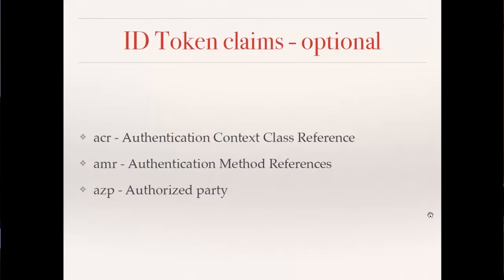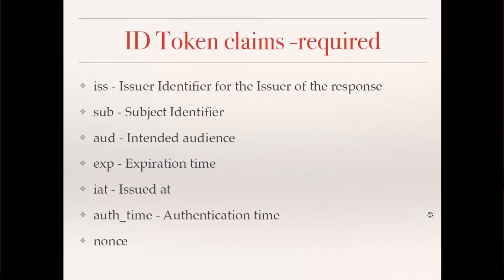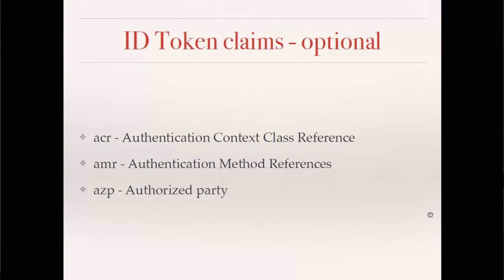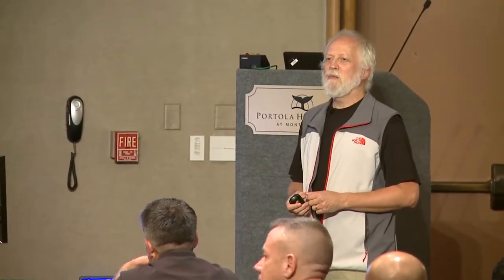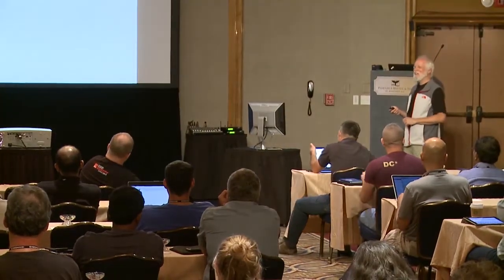One of the things that isn't specified is what happens if the intended audience is different from the authorized party. That is, the one that is presenting the ID token and the one that is supposed to have it. If those are different, how does the authorization server know which the audience is supposed to be? That's not specified, how that happens. It's another document, but it's not part of the specification. It's not approved yet.